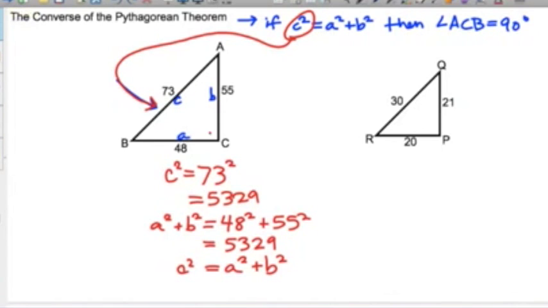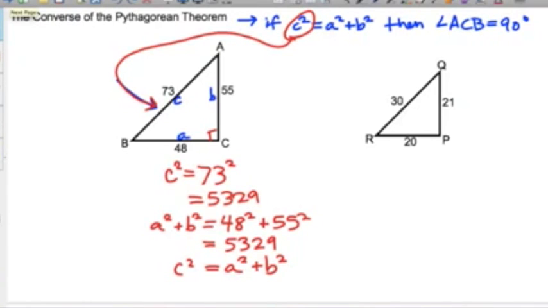So that means that angle C is definitely a right angle because it's the converse of the Pythagorean theorem. It fits the Pythagorean theorem. Oh, hey, that should look more C-like and less O-like. There we go. All right. So let's take a look at the next one.